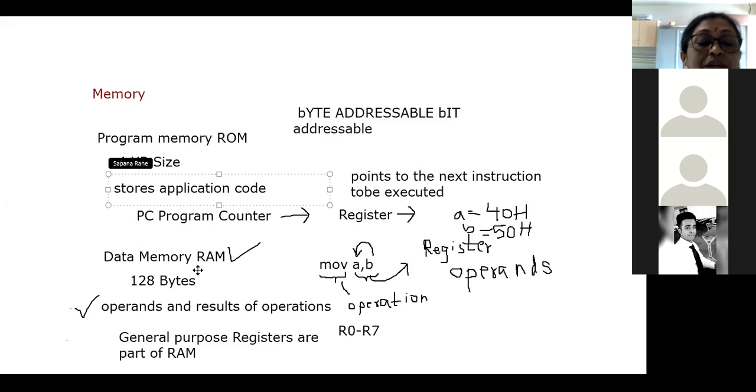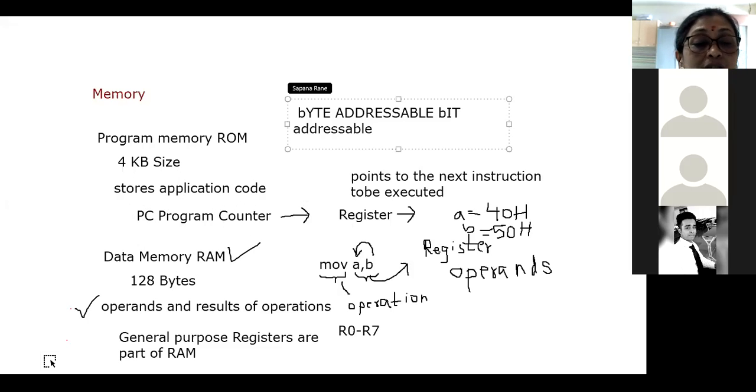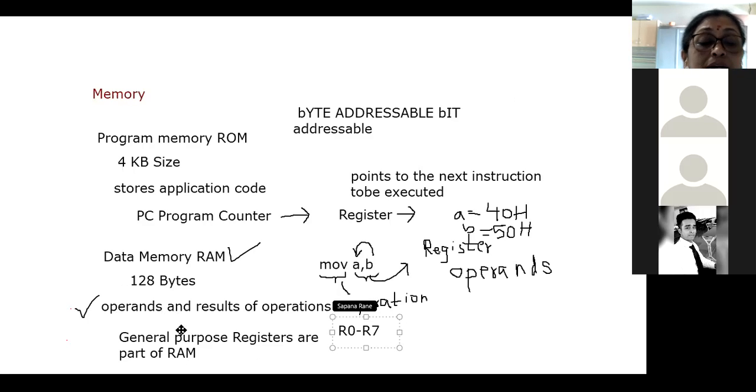What is the main function of the data memory? The main function of the data memory is to store the operands and the result of the operation. As I told you, there are general purpose registers from R0 to R7. All these registers are part of your RAM or data memory, and you can use them for anything. The speciality of the data memory of this microcontroller is that along with byte addressability, it has bit addressability.